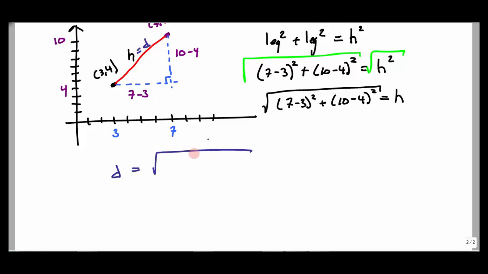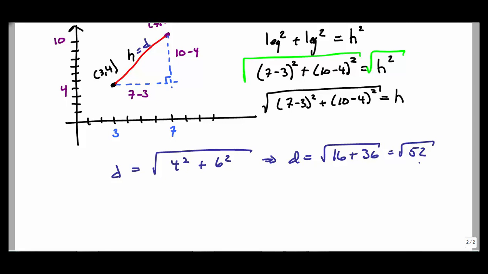So I have the square root of 7 minus 3, which is 4 squared, plus 10 minus 4, which is 6 squared. 4 squared is 16 plus 36. Now I can't take the square root of 16 plus the square root of 36. I need to add these together first before I can take the square root, because the square root does not distribute across addition. So I'd have 16 plus 36 here, which is 52. So this is the square root of 52.